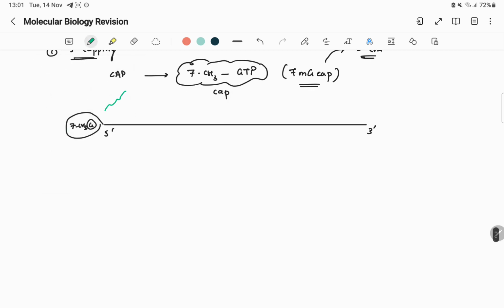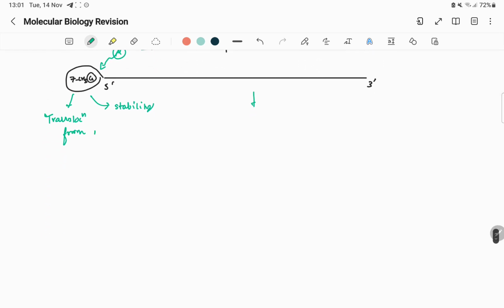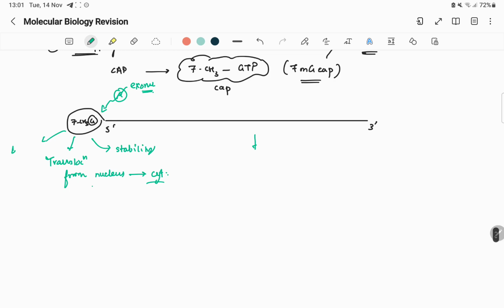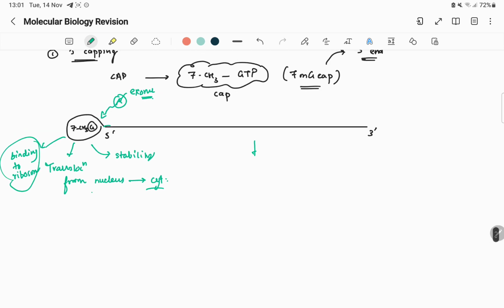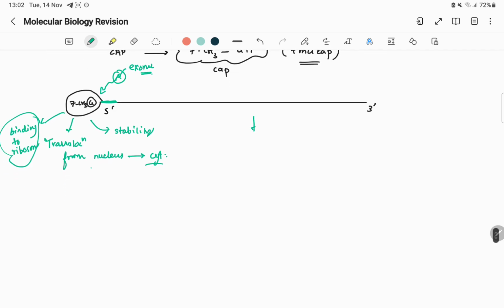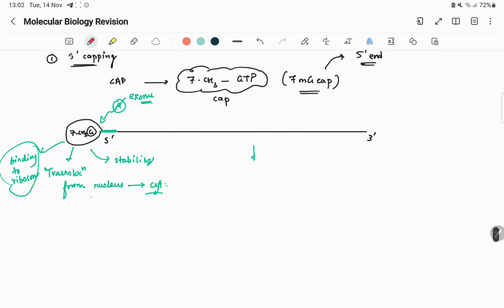What is the use? It prevents the activity of exonuclease also. It gives stability. It helps in translocation from nucleus to cytoplasm. The RNA has to travel to the cytoplasm. And it helps in binding of mRNA to the ribosome. So this is the importance. And the linkage which is forming between the cap and the RNA strand is called a triphosphate linkage.